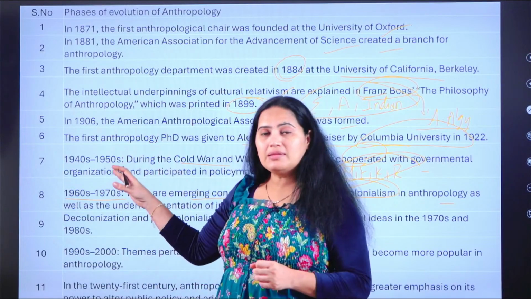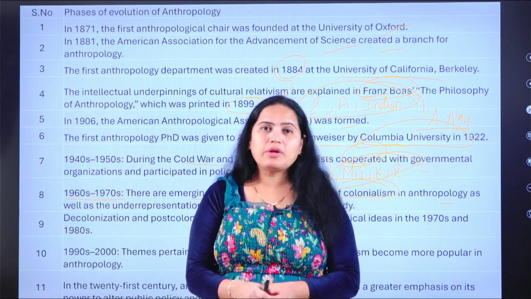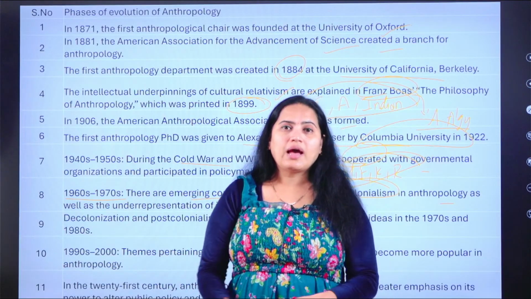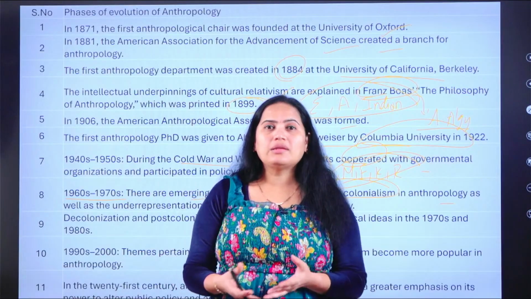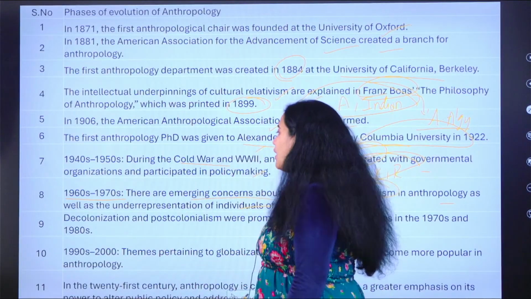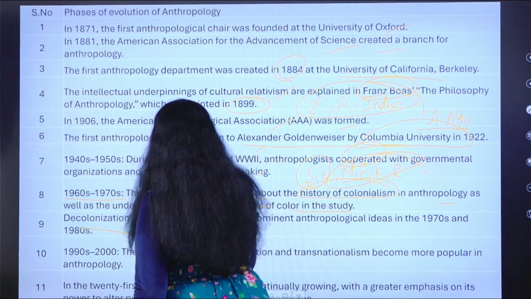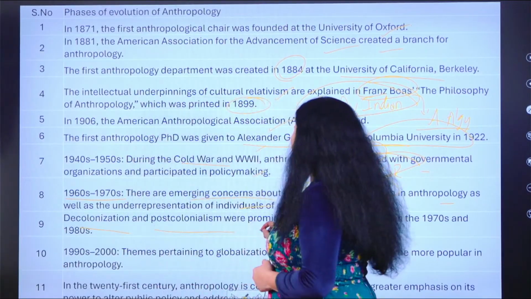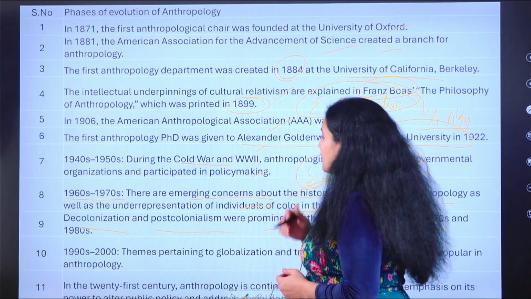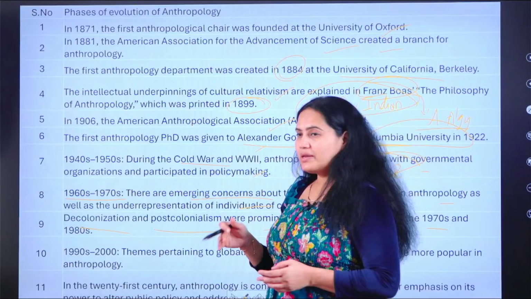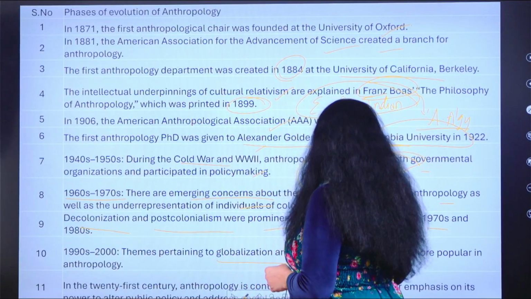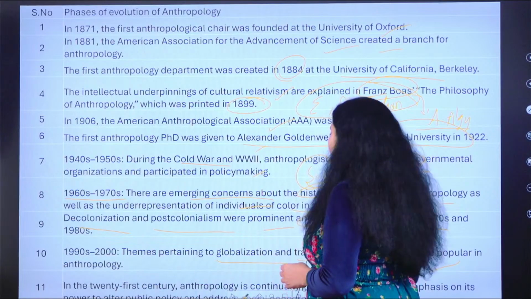By the 1960s and 1970s, a lot of colonial masters gave independence to their colonies, and new eras emerged. They also started understanding anthropology, and decolonization and post-colonialism were prominent in anthropological ideas in the 1970s and 1980s. During the 1990s and 2000s, themes pertaining to globalization and transnationalism became more popular in anthropology.